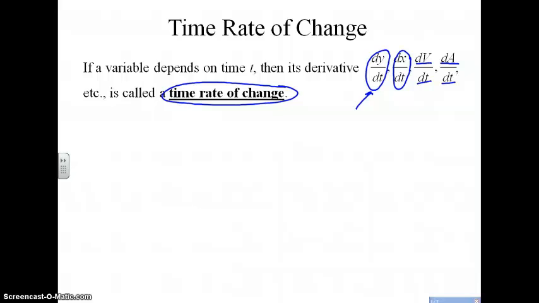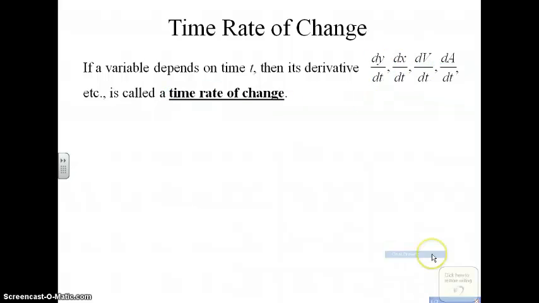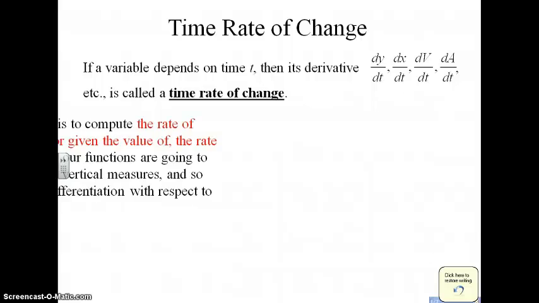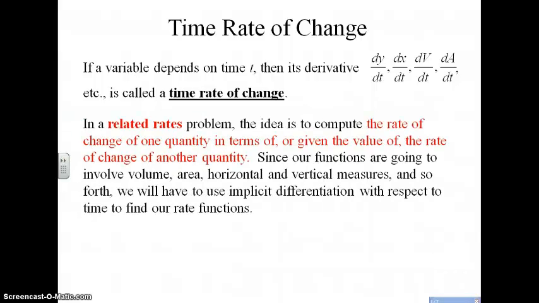So when we have related rates, we're going to start out with a related equation between two different variables. In a related rates problem, the idea is to compute the rate of change of one quantity in terms of, or given the value of, the rate of change of another quantity. I know that sounds a little confusing, but we're going to do lots of examples so you'll understand what that means.